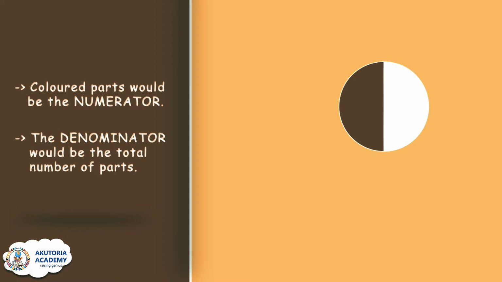How many parts did we divide the circle into? We divided the circle into two halves. And how many halves are colored brown? Only one of its halves is colored brown. So the fraction of the brown colored halves would be 1 over 2 or 1/2, because the number of the brown colored parts is 1, and it would be on top as the numerator, while the total number of all the parts, which is 2, will be below as the denominator.